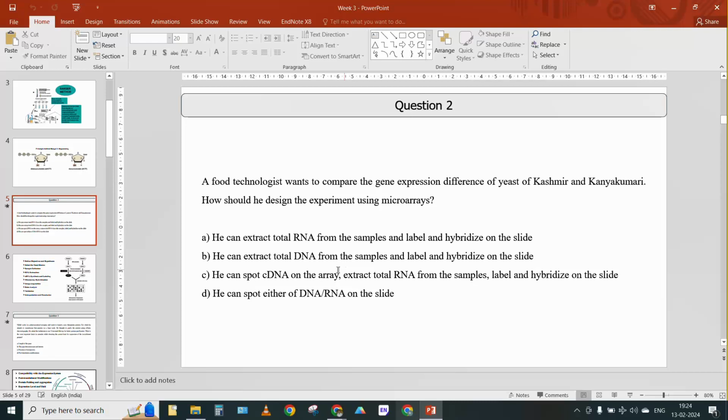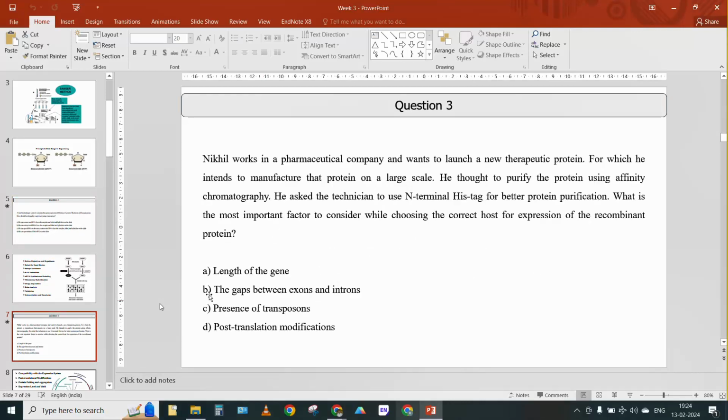So we'll move further to the next question. The third question states that Nikhil works in a pharmaceutical company and wants to launch a new therapeutic protein, for which he intends to manufacture that protein on a large scale. So he thought to purify the protein using affinity chromatography. So he asked the technician to use an N-terminal His tag for better protein purification. So what is the important factor to consider while choosing the correct host for expression of the recombinant protein?